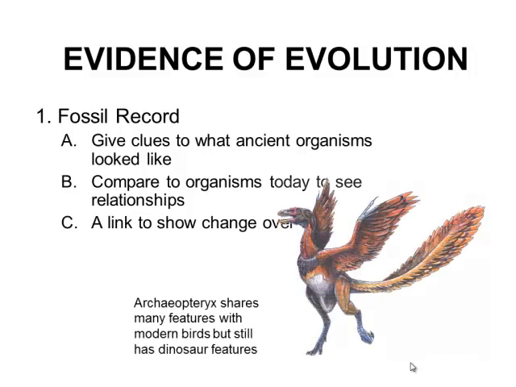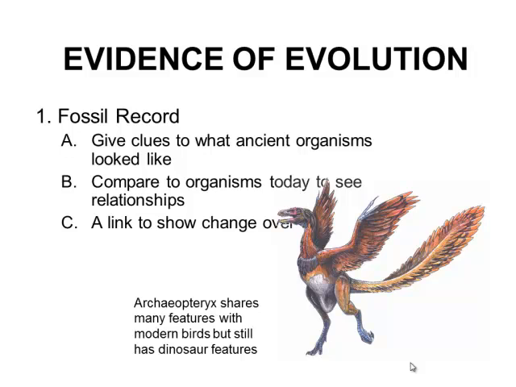So here we have the Archaeopteryx, and it is a dinosaur, but it actually shares many features with modern birds, such as the legs, the feathers, the beak-like structure. So all of those provide evidence that evolution has occurred.